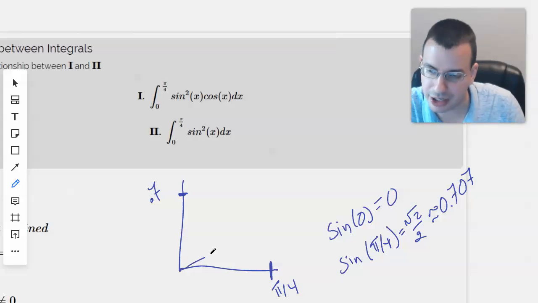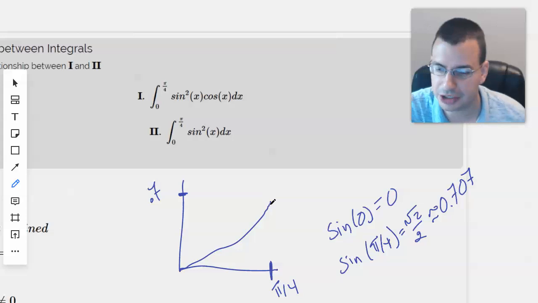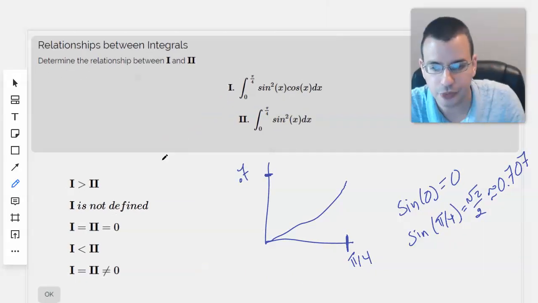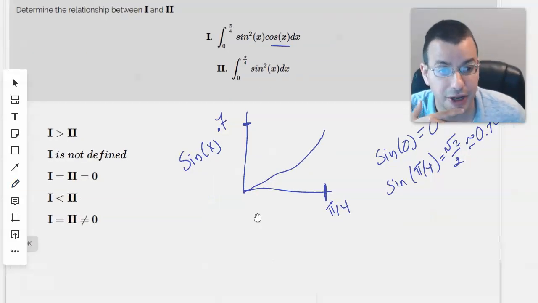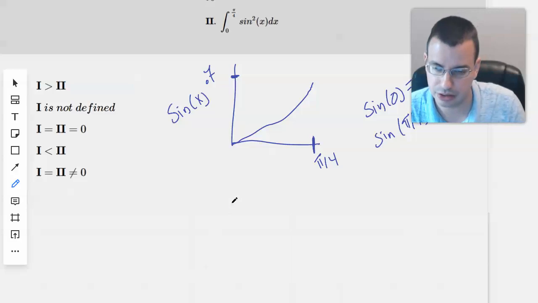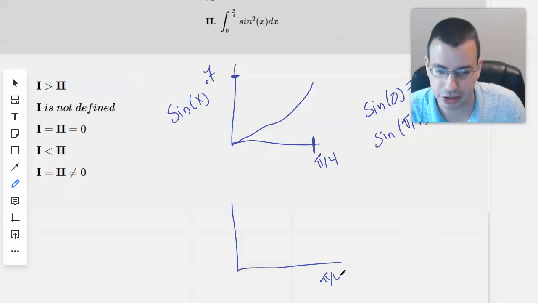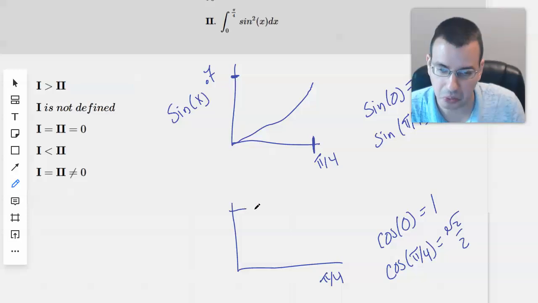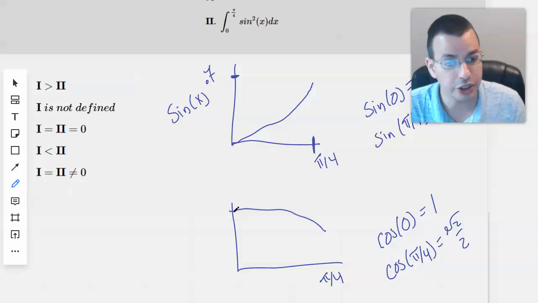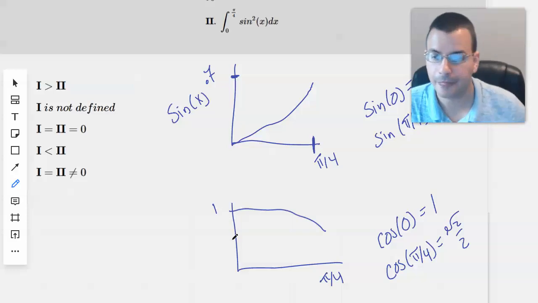So it probably looks something kind of like this, and then there's probably like an inflection point or something. So this is kind of sort of what sine of x will look like. Now the other one, 1, is modified by cosine of x. Cosine of 0 will be 1. Cosine of pi over 4 will be square root of 2 over 2 as well. So we get something kind of like this, where it starts at 1 and then goes lower.